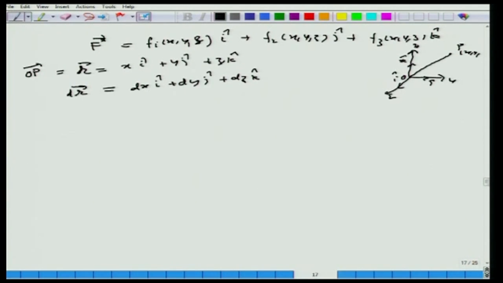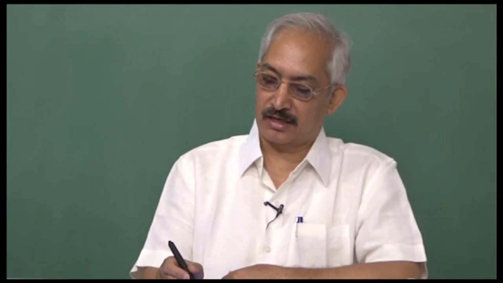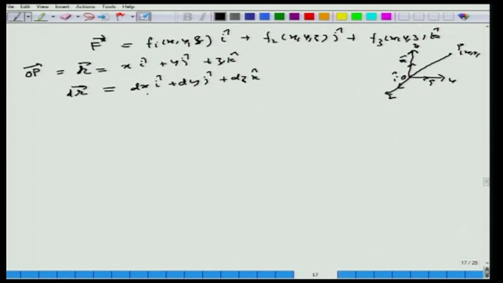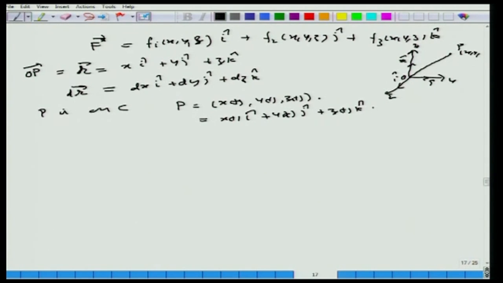Now, if x, y, z are parameterized by a parameter t, so that the point x, y, z is lying on a curve, then this r will be a function of t, and so we can have dr over dt as dx over dt i plus dy over dt j. If P is on C, that means P is x(t), y(t), z(t), or another notation can be x(t) i plus y(t) j plus z(t) k, then we can see that this dr by dt, the tangent vector at the point P on the curve, will be given by dx by dt i plus dy by dt j plus dz by dt k.